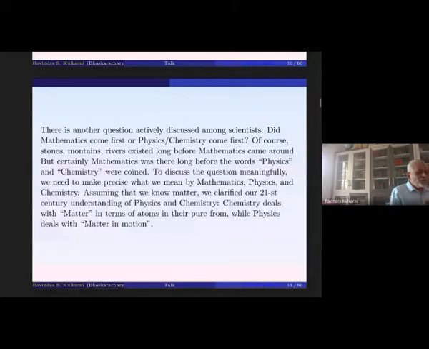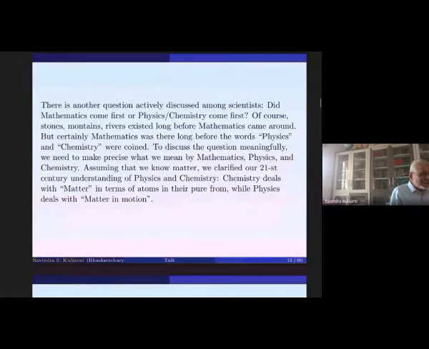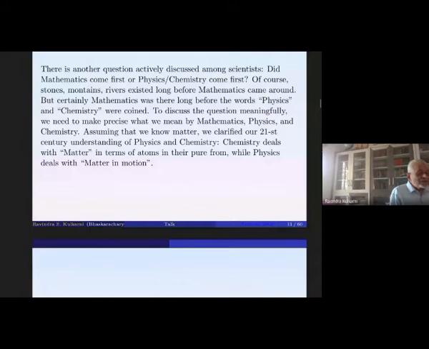To discuss the question meaningfully again, we should make precise what we really mean by mathematics, physics, and chemistry. Assuming that we know matter, we clarified our 21st century understanding of physics and chemistry, that chemistry deals with matter in terms of atoms in their pure form, while physics deals with matter in motion.